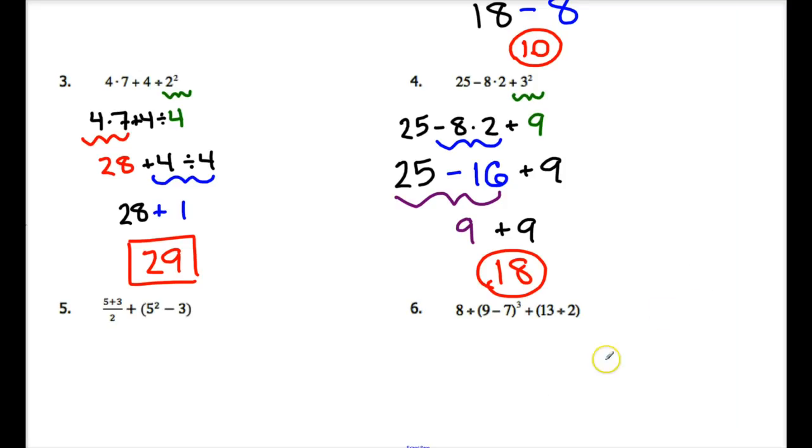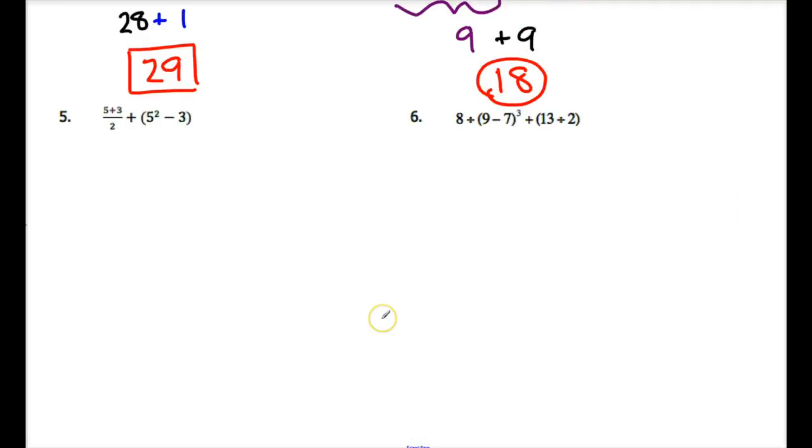Okay, 2 more that I want to try. Number 5, this one we're adding some grouping symbols now. And we actually have 2 sets of grouping symbols. My first set is pretty obvious. We have this set of parentheses right here, 5 squared minus 3. But you also have a set of grouping symbols that's really invisible up here in this numerator. If you look up here in this fraction, we have the fraction 5 plus 3 over 2.